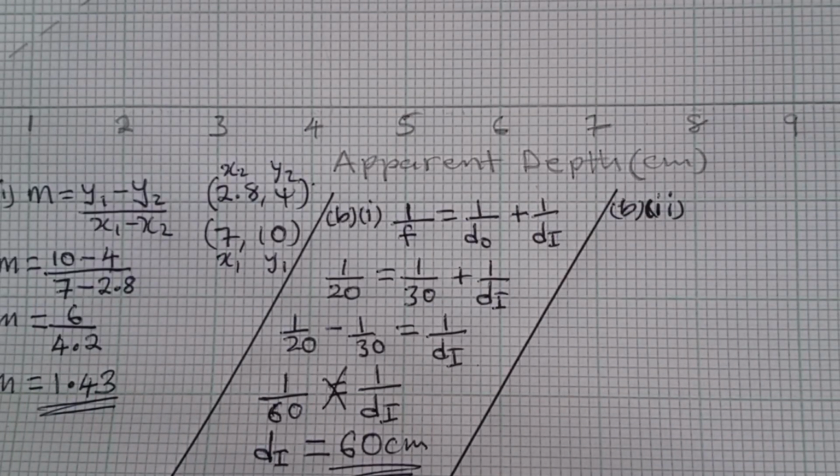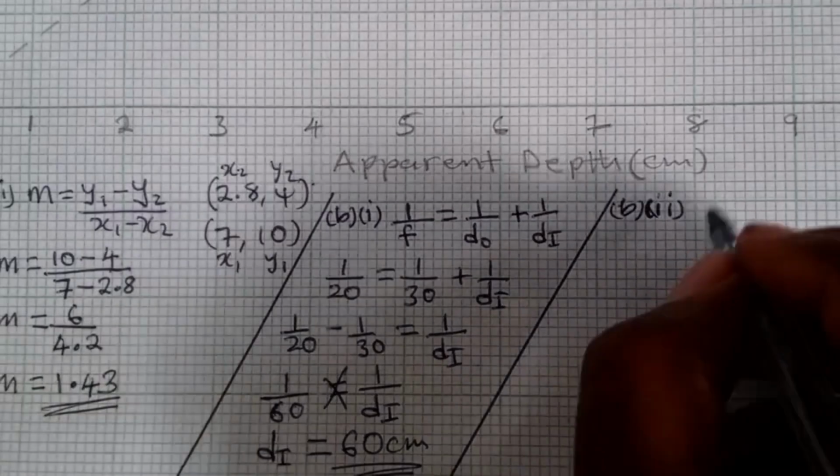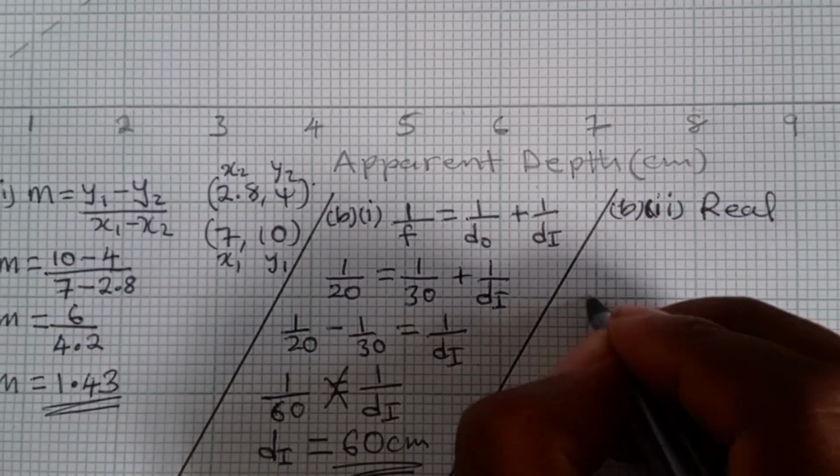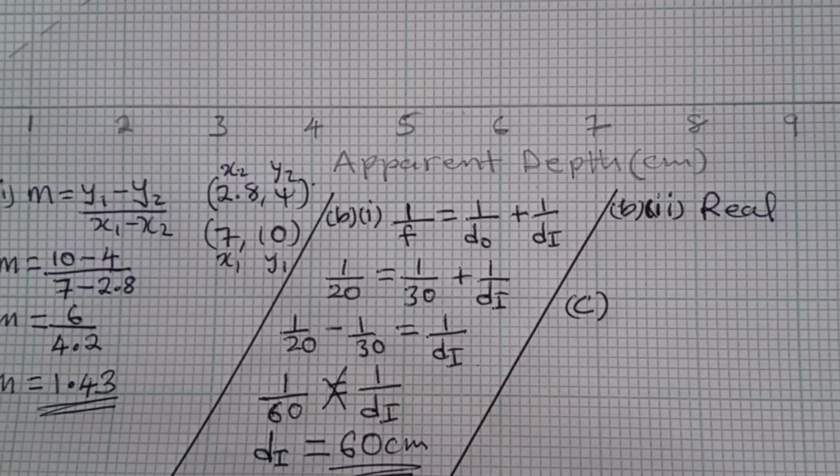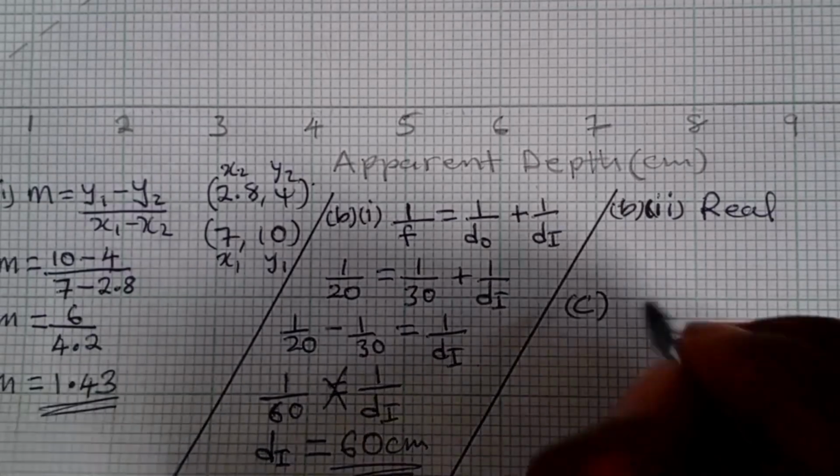The question is, state whether the image formed is real or virtual. So there, the image formed is real. In part C, state one condition necessary for total internal reflection to occur. Therefore, for total internal reflection to occur, the angle of incidence must be greater than the critical angle.